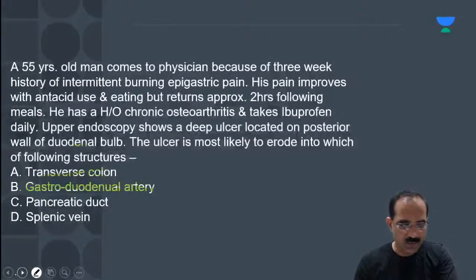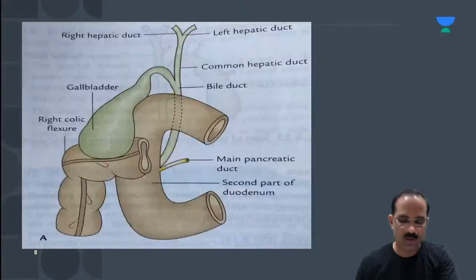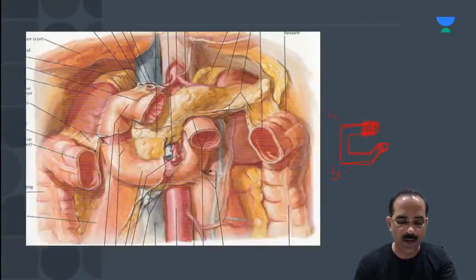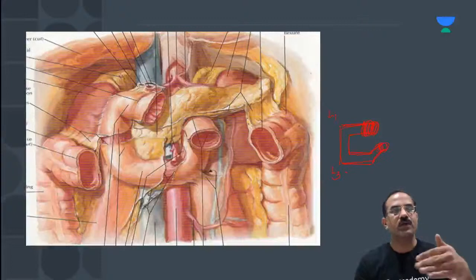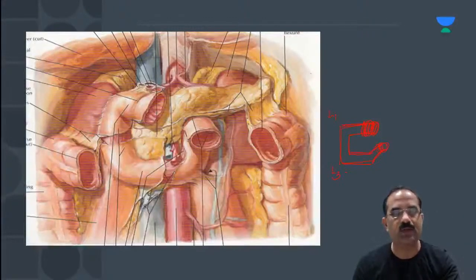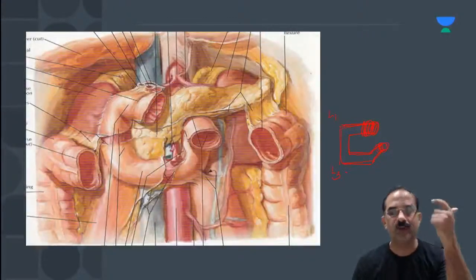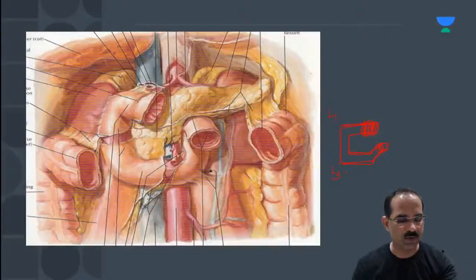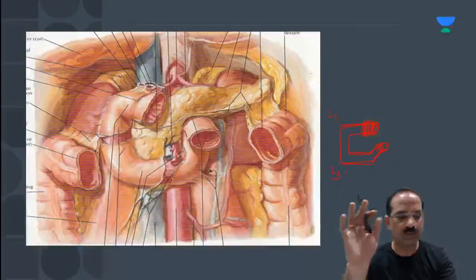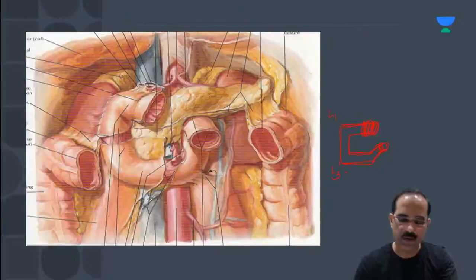Clear, students? So the first part of the duodenum is clear to all of you. The first part of the duodenum anteriorly would be related to the body of the gallbladder. The posterior relation of the first part of the duodenum is going to be the portal vein, the bile duct, and the gastroduodenal artery. Is this clear to all of you? That's about the first part of the duodenum.